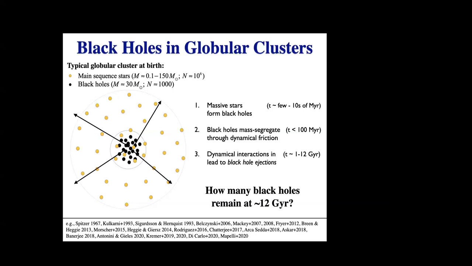Now, once these black holes mass segregate into the very high density region of the cluster in the middle, they start to interact with one another very frequently. And these dynamical interactions inevitably cause the black holes to be ejected dynamically. So over the remaining lifetime of the cluster, the remaining roughly 10 billion years, this initial population of 1,000 black holes slowly decreases through time as the black holes are ejected. And the key question that we want to ask is, if we started with 1,000, how many are left at 12 billion years? How many are left at the present day ages of Milky Way globular clusters?